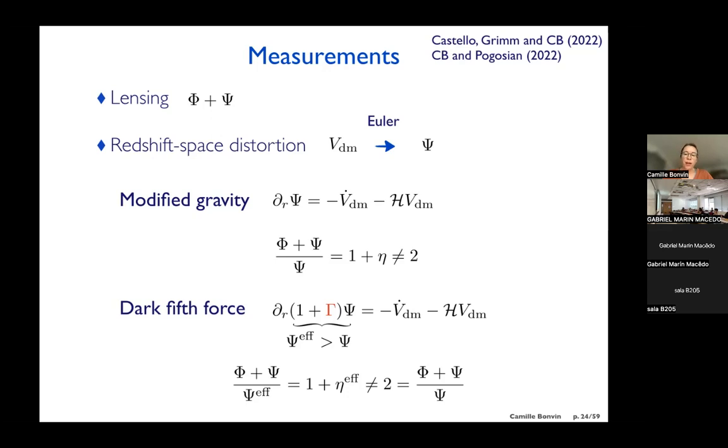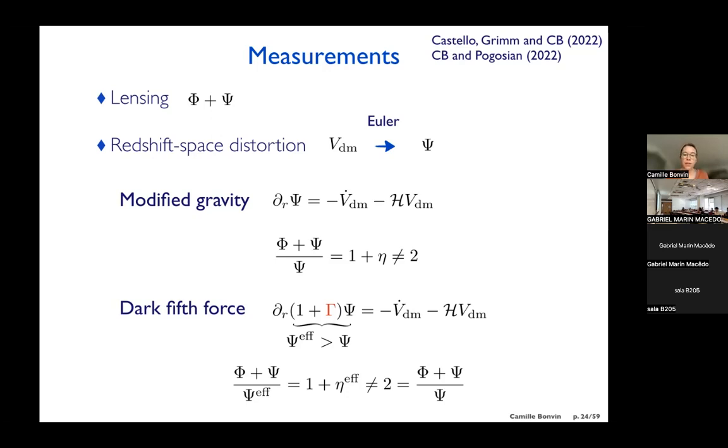So if we are in the case of a modification of gravity, the procedure is perfectly correct. We can really infer psi from the Euler equation. We can compare the two, and we can say if we are in modified gravity or not. But if we have a dark fifth force in our universe, the procedure doesn't work anymore because the Euler equation is not valid anymore. So when we use the Euler equation to infer psi, we're actually not able to infer psi. What we measure is really this psi effective, which is psi multiplied by the fifth force. This is the quantity that we can extract from our data.